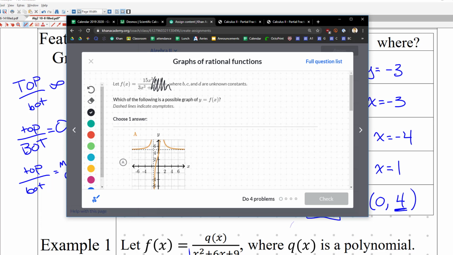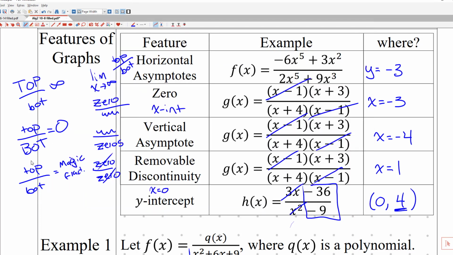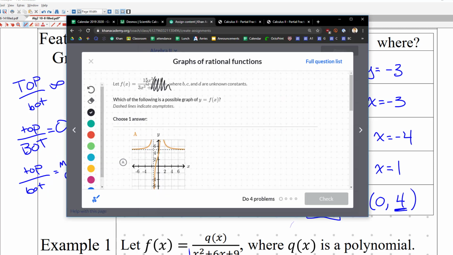And using top-bottom rules, taking the limit to infinity, essentially, I know that this x to the power 3 and x to the power 3 are the same degree. So if it's the same degree, that's a magic fraction. Magic fraction means I just take the coefficients, so the horizontal asymptote happens at y equals 15 divided by 3, that's 5. So I should have some sort of horizontal line at y is equal to 5. That's the only thing that I'm checking, and everything else is kind of ignored.